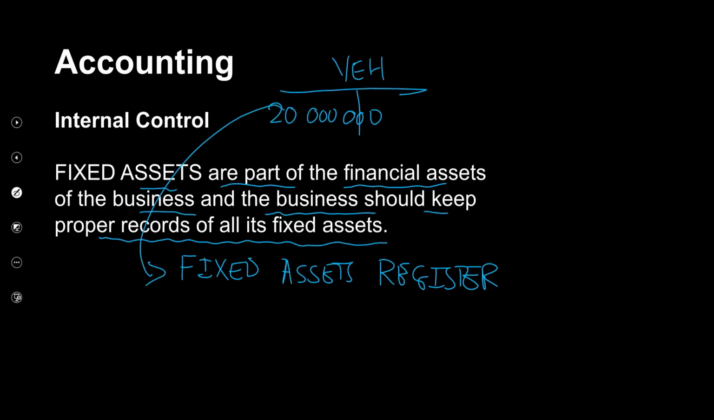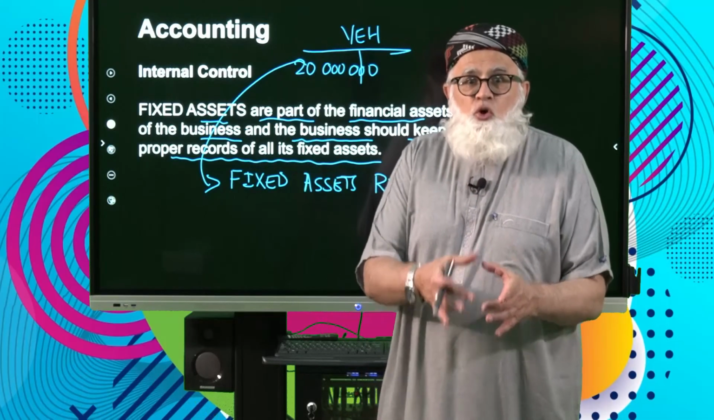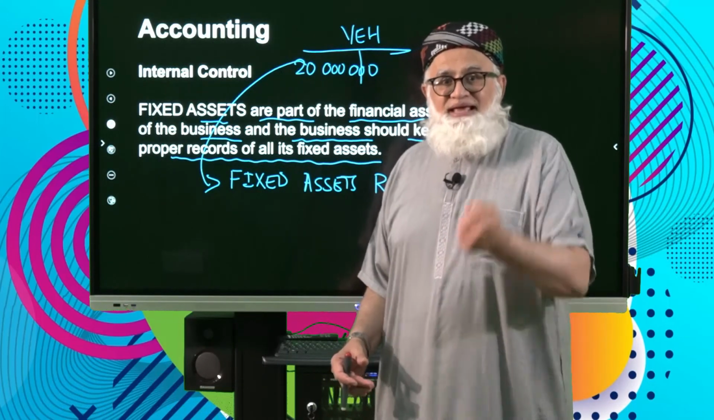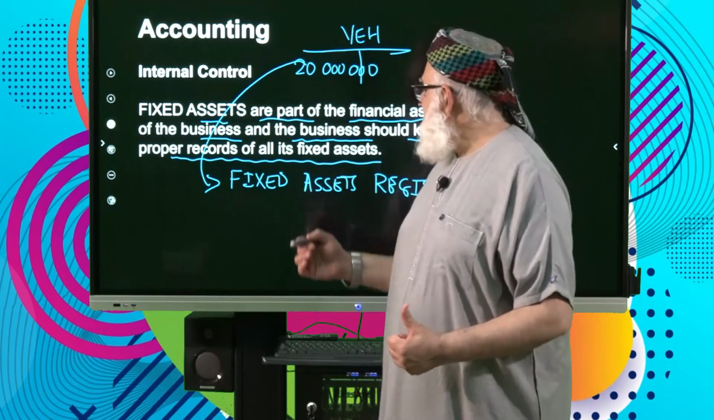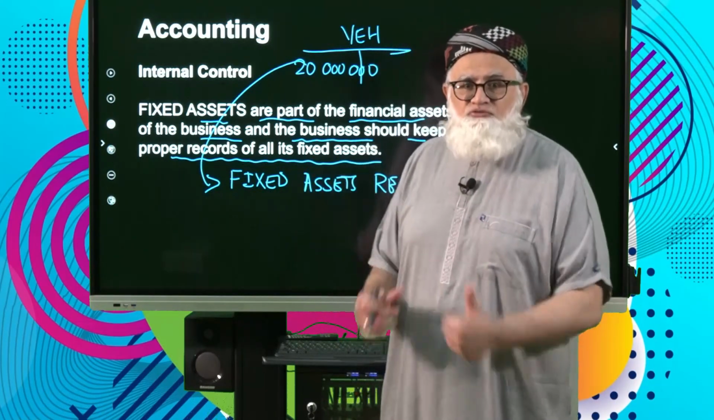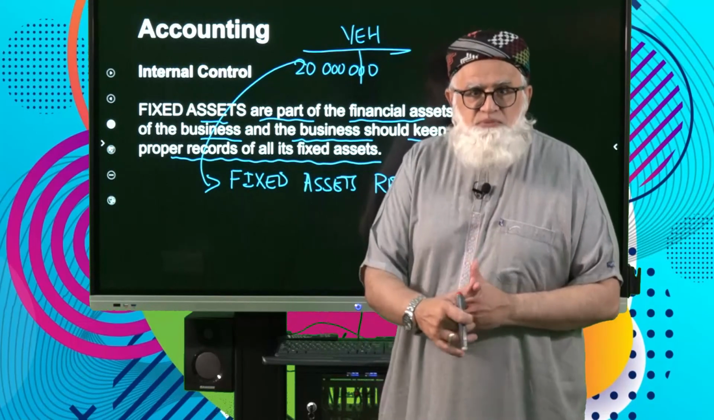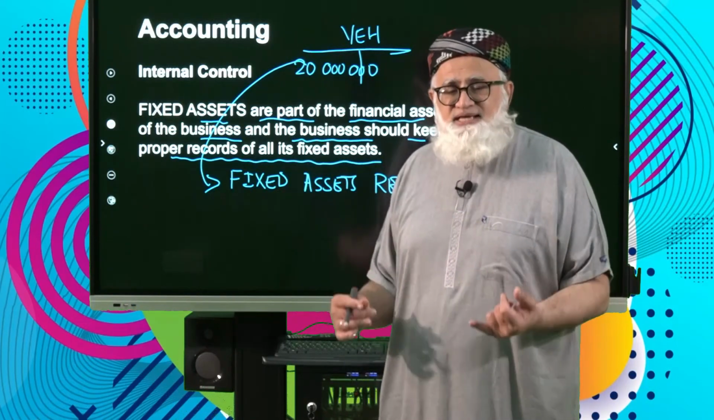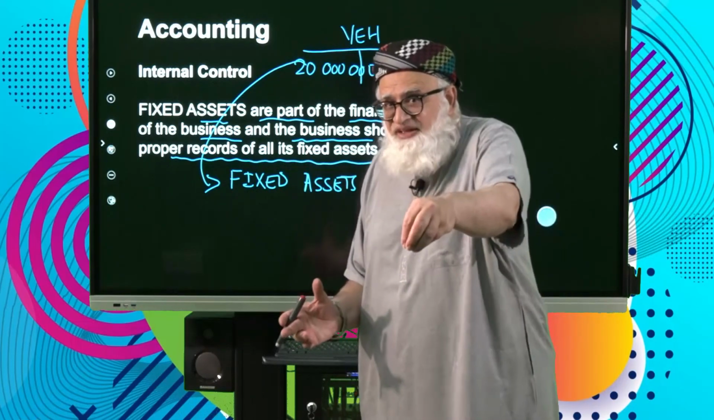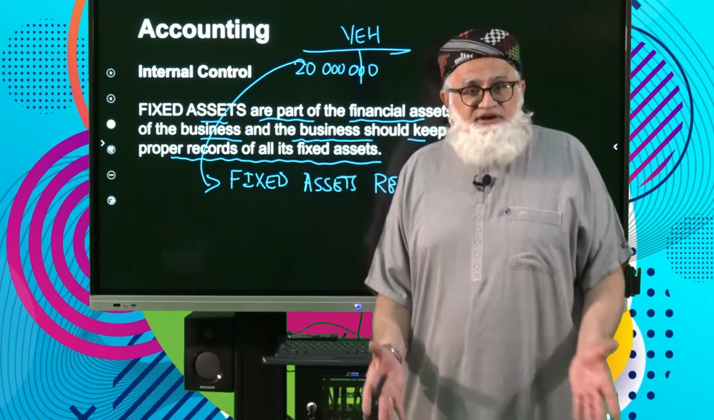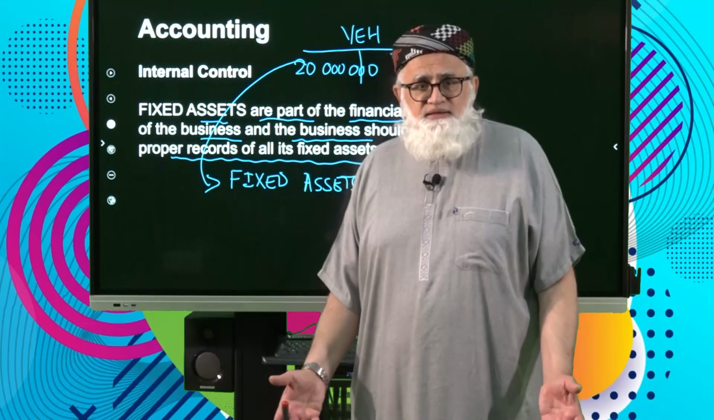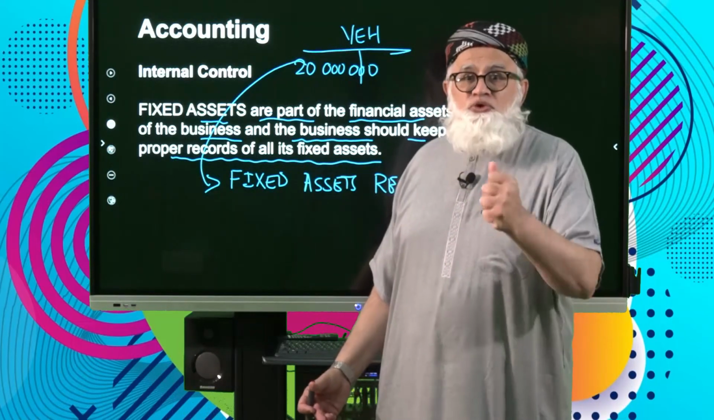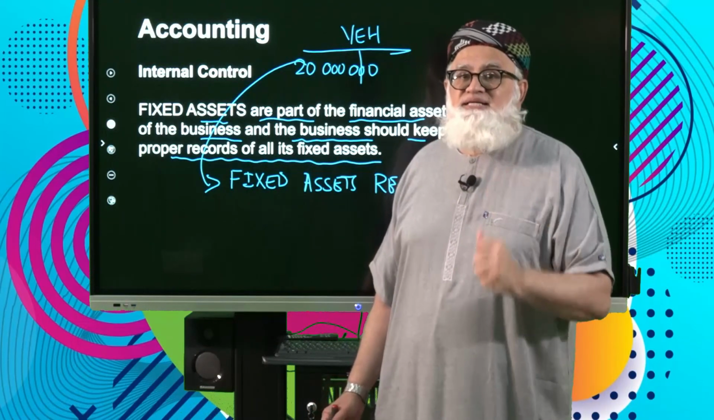Every vehicle will have a register with all its information regarding that particular vehicle. In that way, we are able to control what? The records of that vehicle in terms of when was it purchased, who was the supplier, what was the purchase price, what's the method of depreciation, etc. So all the information regarding that vehicle will be in it. So like you have a register in school for your learners and your educators, by the same way, you will have a register of fixed assets, which will then be used as part of your internal control processes.